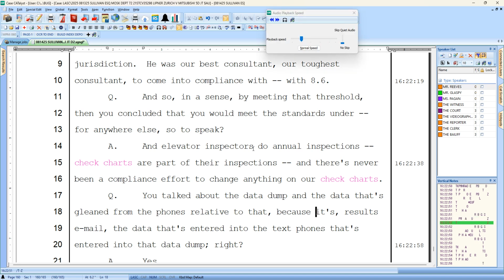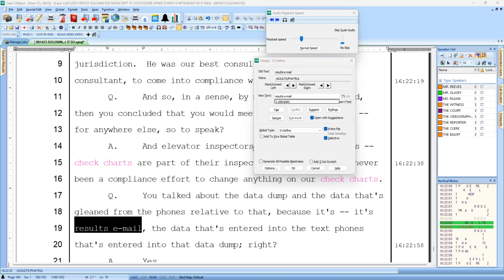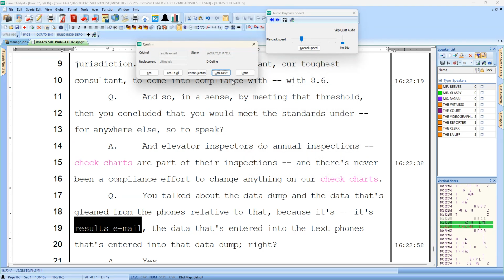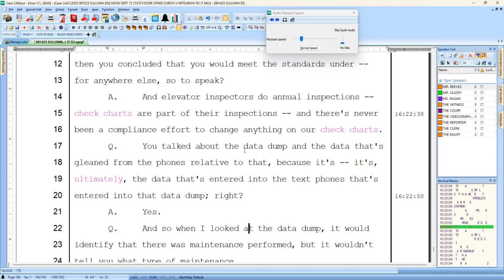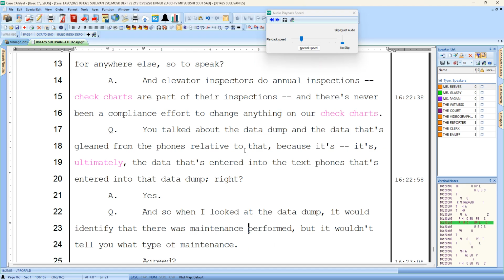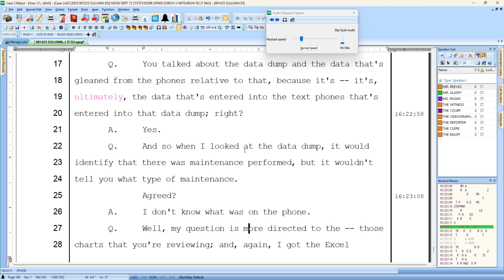Relative to that? Because it's ultimately the data entered on the phones that gets into that data dump, right? Yes. And so when I looked at the data dump, it would identify that there was maintenance performed, but it wouldn't tell you what type of maintenance. Agreed? I don't know what was on the phone. Well, my question is more directed to those charts that you're reviewing. You know, again, I got the Excel version, I got the PDF version of maintenance.